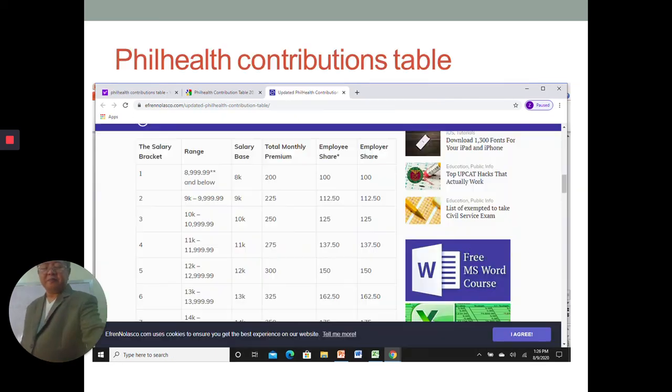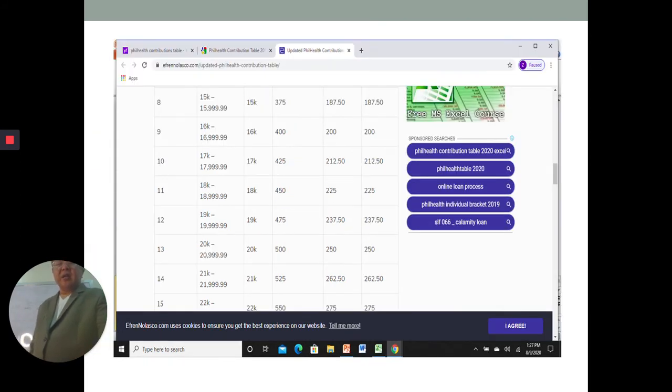PhilHealth. So again, this will help you in paying your hospital bill should you become ill. Okay, so again, there is a bracket or a range, and the corresponding amount that will be shouldered by the employee and by the employer. Okay, so it's a combined contribution.